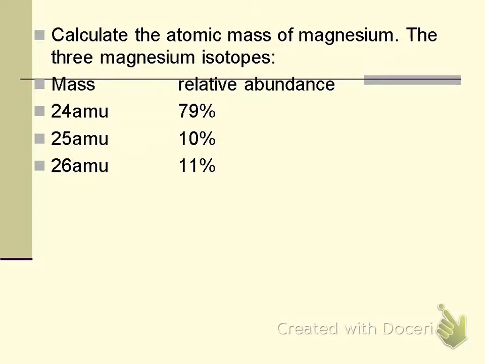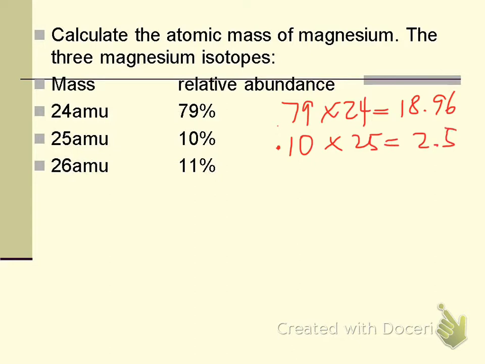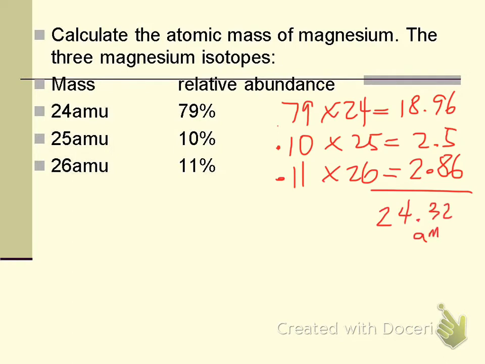Okay, welcome back. Let's review step 1. What is the first thing? I want to change the percent to a decimal, so that's 0.79 times 24. 18.96. Excellent. Nice work. And then the second one is the same. 0.10 times 25. This one is 2.5. And then 0.11 times 26 equals 2.86. Perfect. We're going to add together, and it looks like it's going to be 24.32. Do you have an AMU at the end? Yes. Nice work.